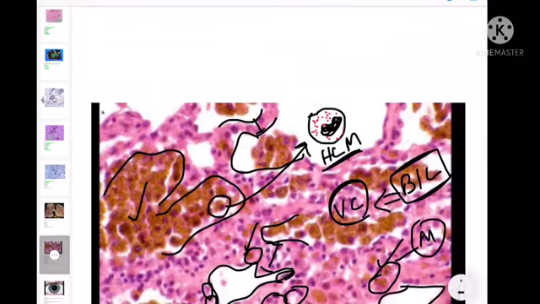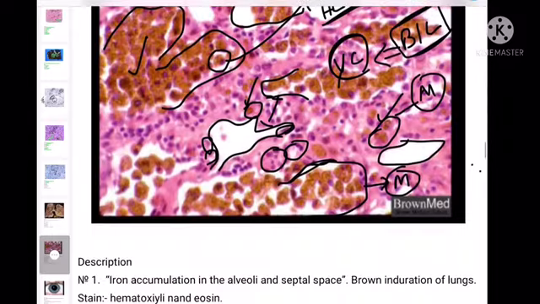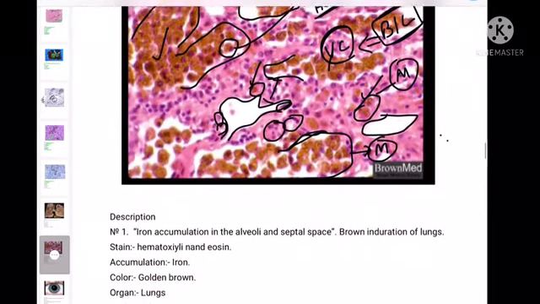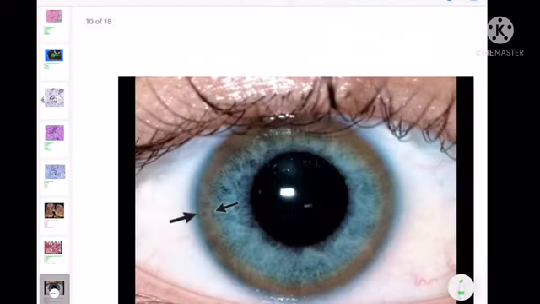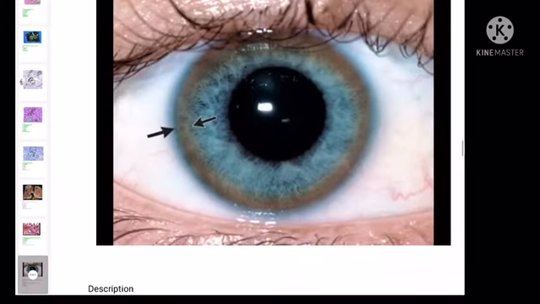The next image, and if I talk about the stain, then the stain will be hematoxylin and eosin stain. So it's iron accumulation in the alveoli and in the septal space. It's called a brown induration of lungs. Stain is hematoxylin and eosin, iron accumulation, golden brown in the organ, the lungs. So this one is very, very important, a very beautiful image.